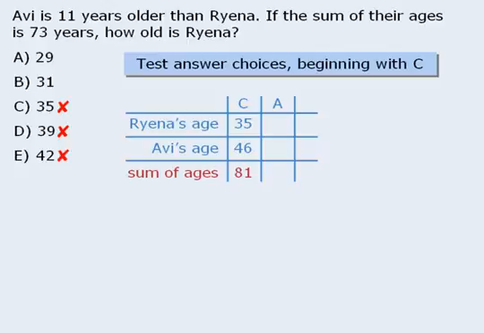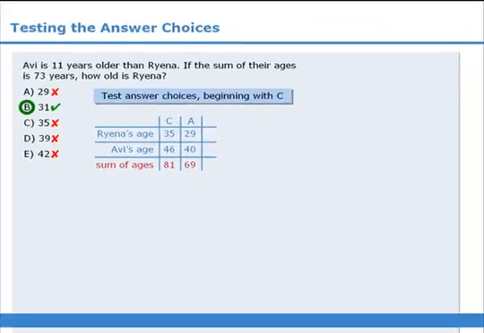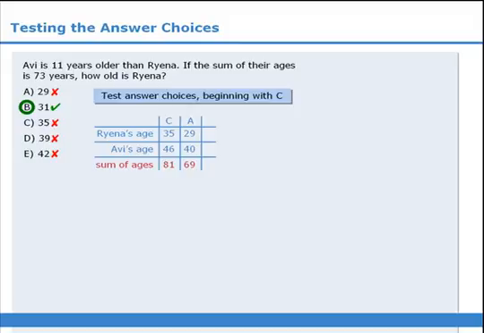So let's test answer choice A, which tells us that Raina is 29 years old. Since Avi is 11 years older than Raina, he must be 40 years old. At this point, when we find the sum of their ages, we get 69. Since the question tells us that the sum of their ages must be 73, we can eliminate answer choice A, which means answer choice B must be the correct answer by process of elimination. As you can see, we were able to quickly find the correct answer without using any algebraic techniques.